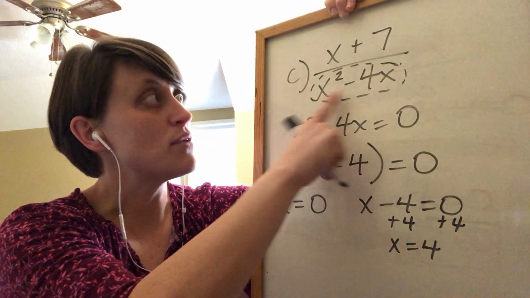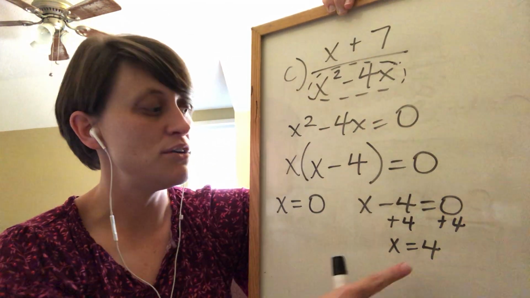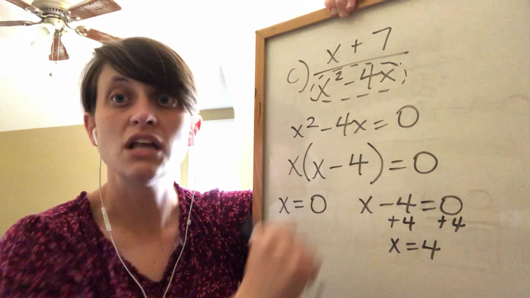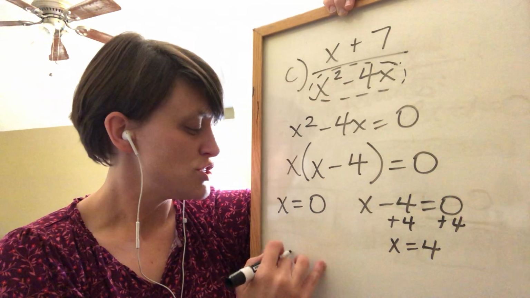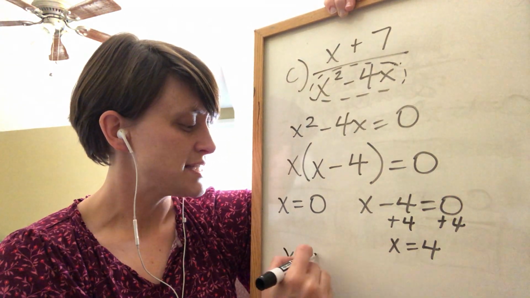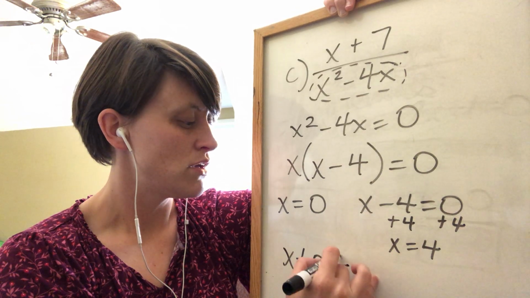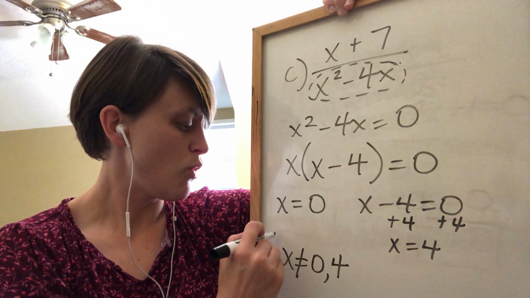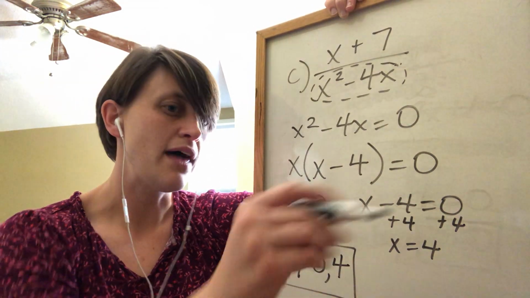So these are the two restrictions on the variable here. If x is 0, our denominator is 0. Bad news. If x is 4, our denominator is 0. Bad news. So the restrictions are x cannot equal 0, or 4. And that would be our answer.